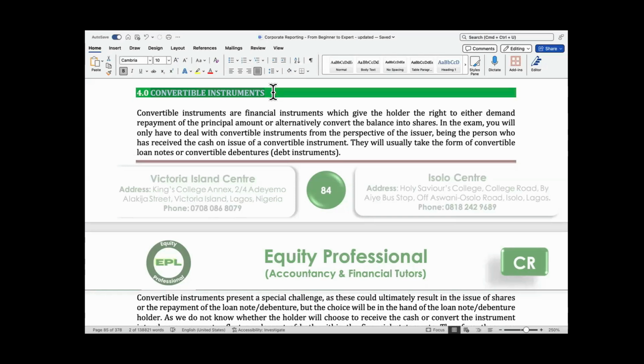It is also called a compound financial instrument. And why is it called a compound financial instrument? It's compound in the sense that the issuer does not know what the investor will eventually do. He does not know whether the investor would collect his money back at maturity or whether he would agree to convert. He doesn't know.